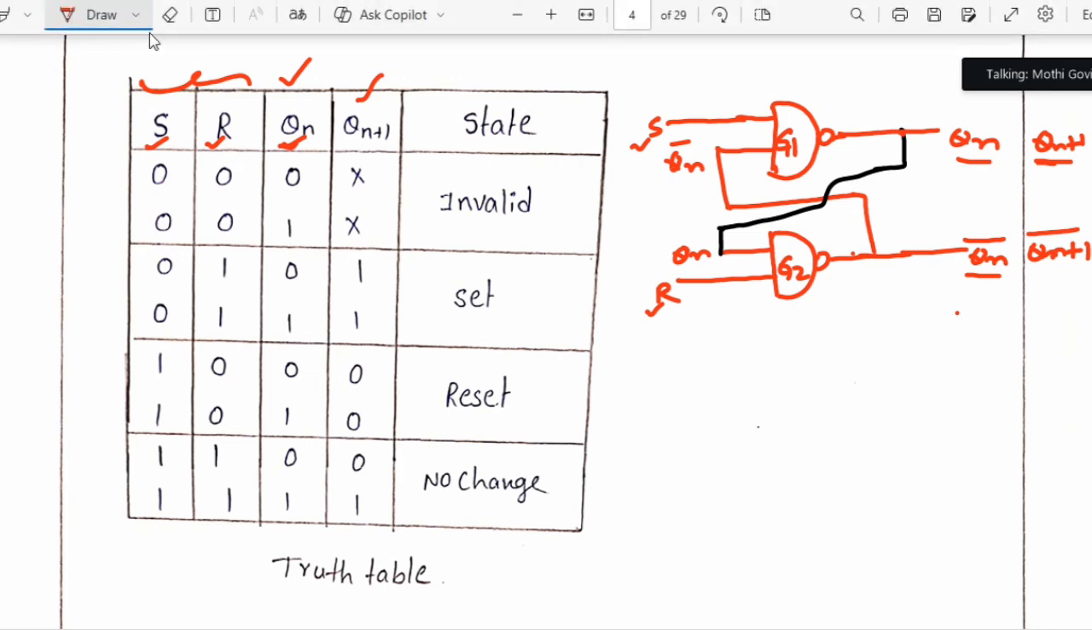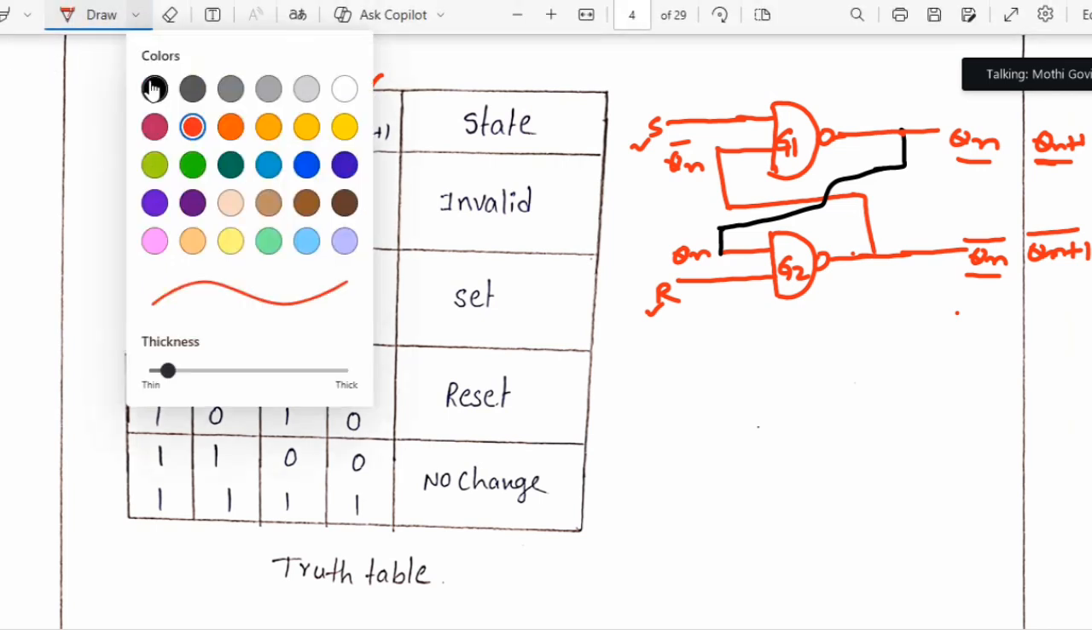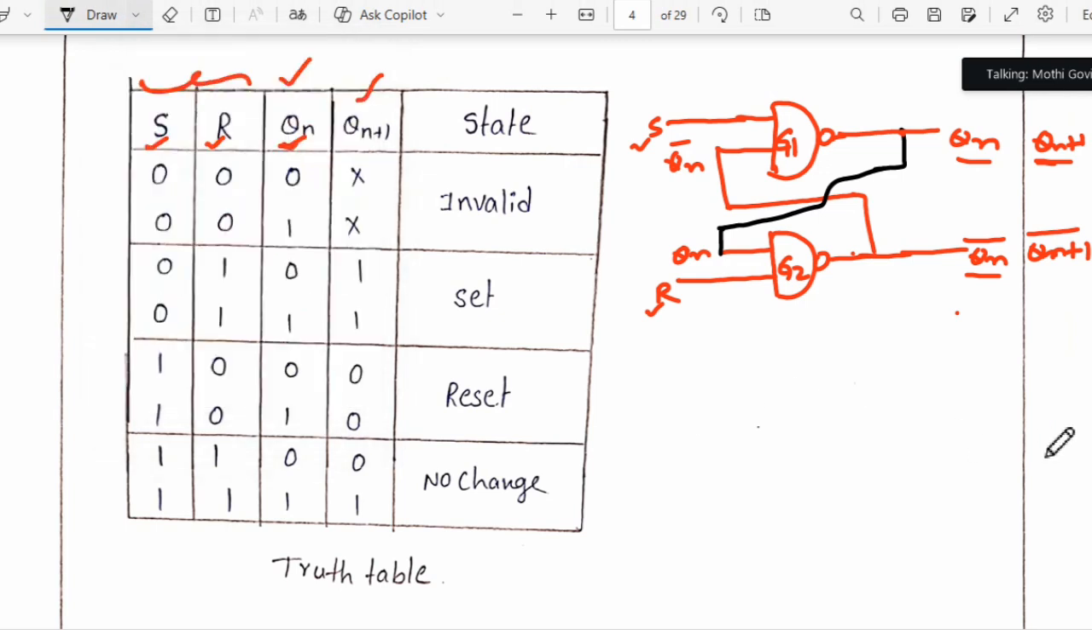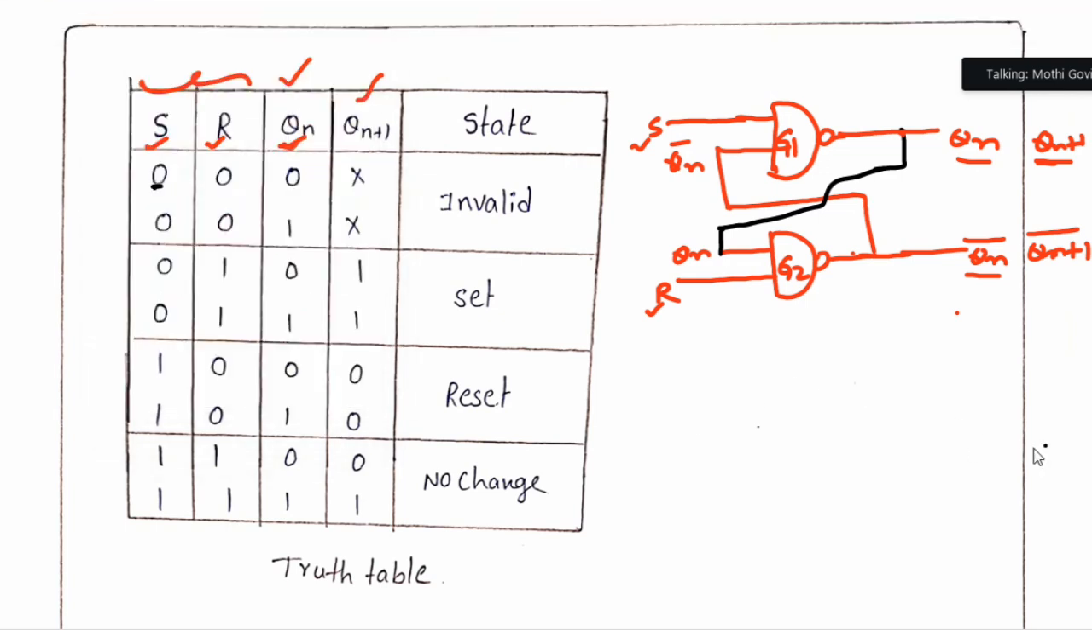Now the first condition we will take: S equal to 0, R equal to 0. I am giving S equal to 0, R equal to 0. Clear? Now for gate 1 I am giving S equal to 0, but I don't know the past output Qn bar. I am giving 0 0, but I don't know the status of the past output Qn or Qn bar.